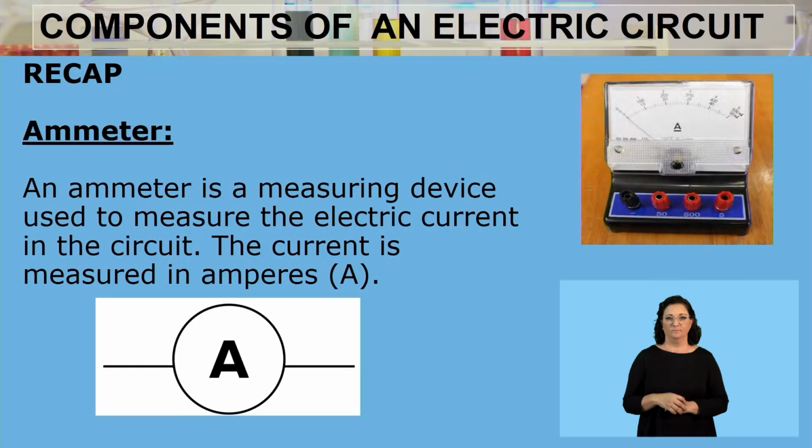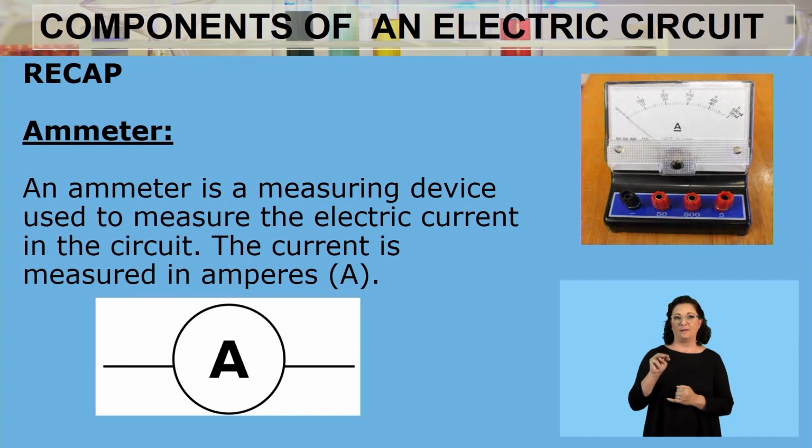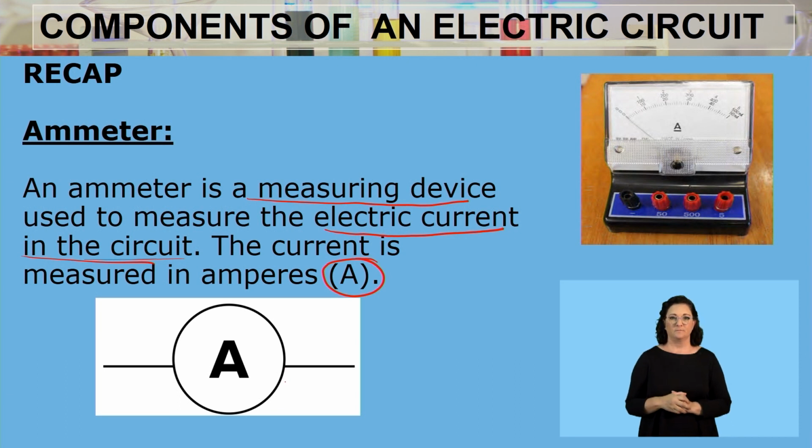Now, in an electric circuit, you also find an ammeter. An ammeter is a measuring device used to measure the electric current. So this electric current, we are measuring it inside the electric circuit. We do know that the current is measured in amperes, denoted by the capital letter A. And this is going to be our symbol for the ammeter in the electric circuit.